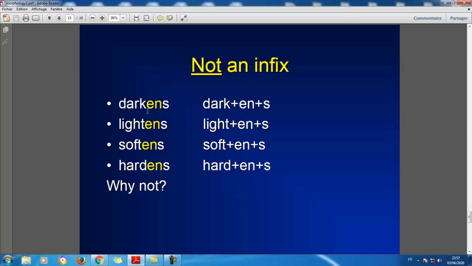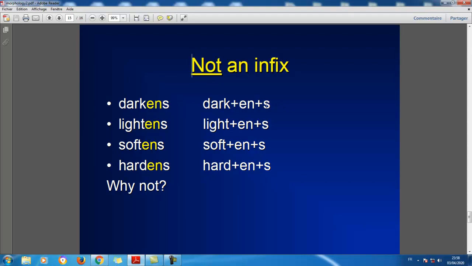Now, what about these words taken from English? Darkens, lightens, softens, hardens. Can we consider en as an infix in here? Remember what we said about an infix. An infix should be inserted inside the word, not at the end. What do we have here in darkens? We have the root dark plus en, which makes of it a verb, to darken.